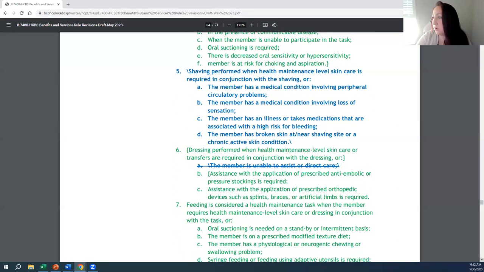5, shaving performed when health maintenance level skin care is required in conjunction with the shaving, or A, a member has a medical condition involving peripheral circulatory problem. B, the member has a medical condition involving loss of sensation. C, the member has an illness or takes medications that are associated with high risk for bleeding. D, member has broken skin at or near shaving sites or chronic active skin condition.